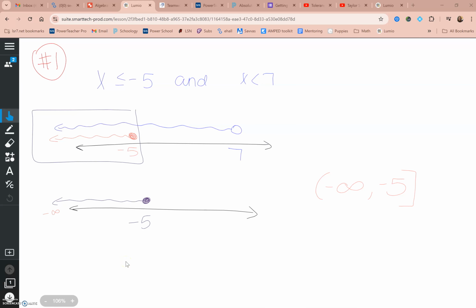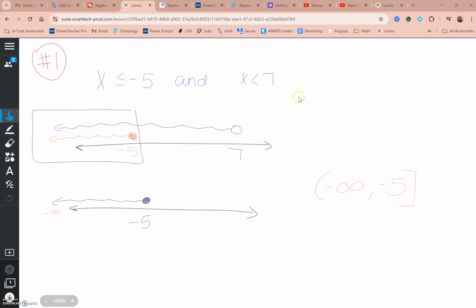This video is going to go over graphing inequalities and interval notation. It's not necessarily from your notes, but this was on a worksheet that we did. The problems are written up at the top, and these are all already worked out, but I'm going to talk you through them. The first thing we had was x is less than or equal to -5 and x was less than 7.